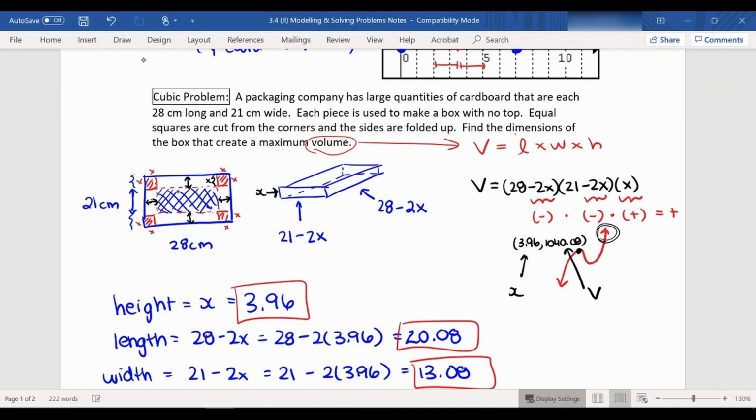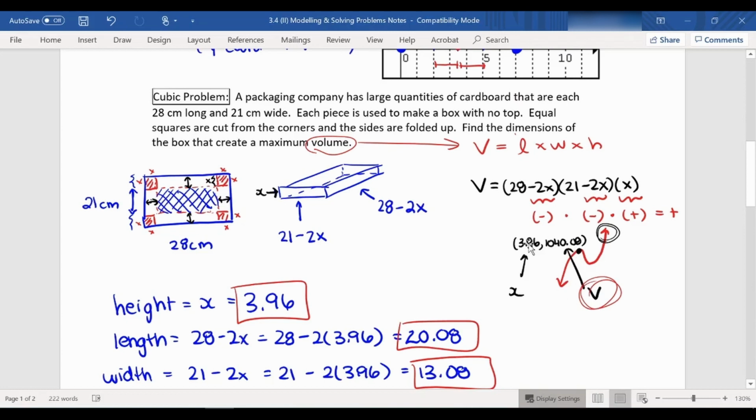Another question that they might ask you in a question like this is, what maximum volume does that create? If we were asked that, we'd be giving this V value as our answer. It might also ask you to describe how you would solve the problem. You would just sketch a little thing like what we just did here. You'd sketch this little cubic and you would say, I would need to find the coordinates of this point here. You just wouldn't actually have numbers here.